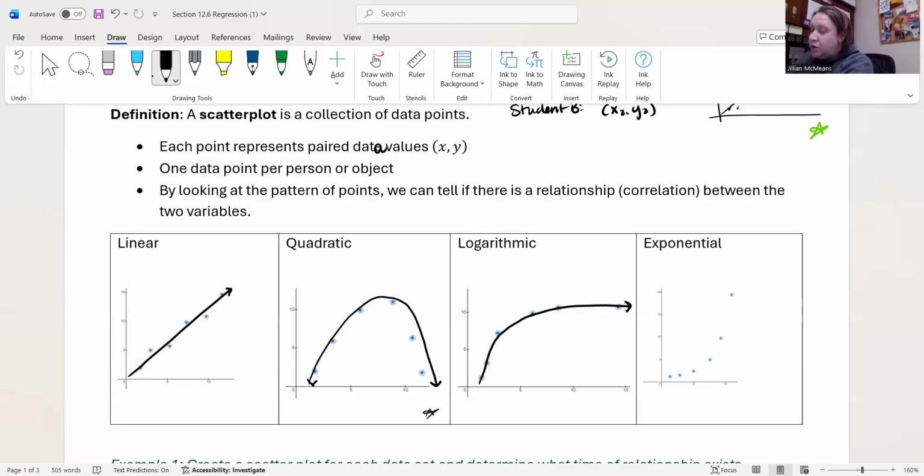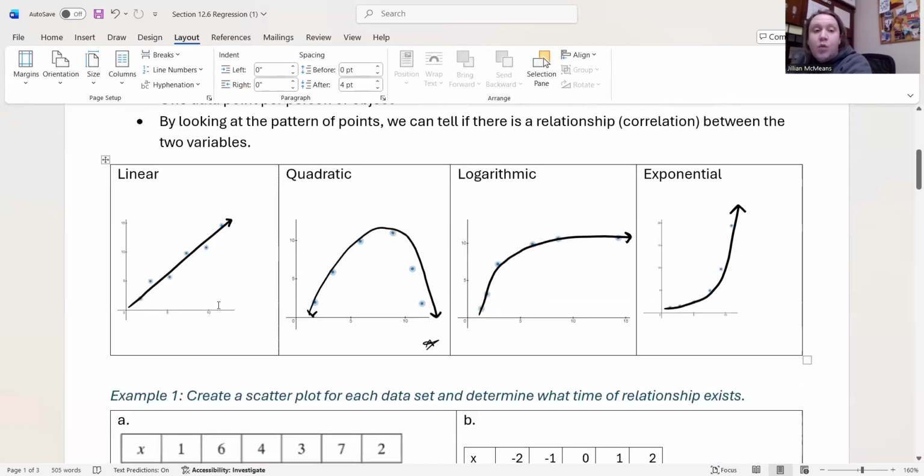And then finally, the last graph should represent something that's exponential. The growth starts off really slow, and then it has this explosive growth. So again, for all four of these, we have points that are not exactly on a graph. They're not exactly on a parabola, not exactly on a line, not exactly on something logarithmic or exponential, but they're really close. So scatter plots can be used to see if there is some kind of trend in your data set.